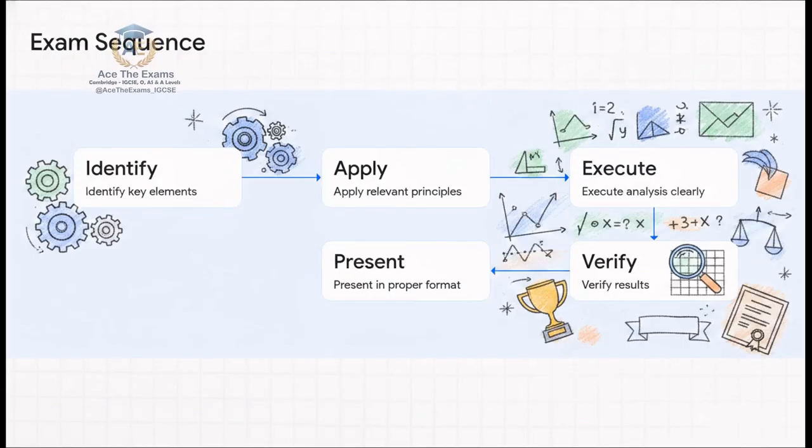So, whenever you tackle a complex problem, I need you to rigidly follow this 5-step standardized sequence. First, identify the key elements from the text. Second, apply the relevant principles. Third, and this is exactly where those method marks live, execute your analysis with clear, readable working. Fourth, verify your results. And fifth, present it in the appropriate format with correct annotations. Make this sequence an automatic habit, and you guarantee that you capture every possible method mark along the way.